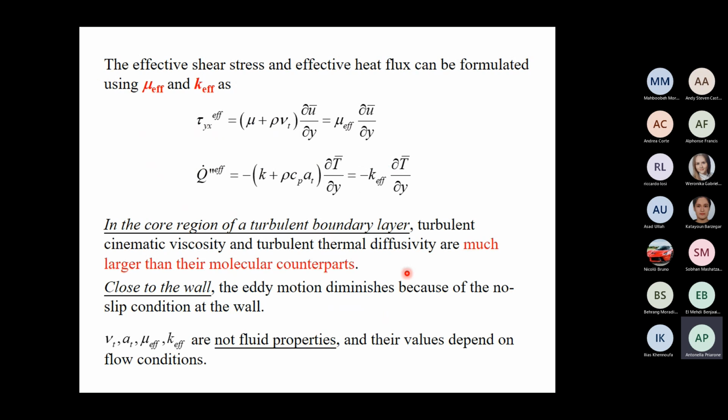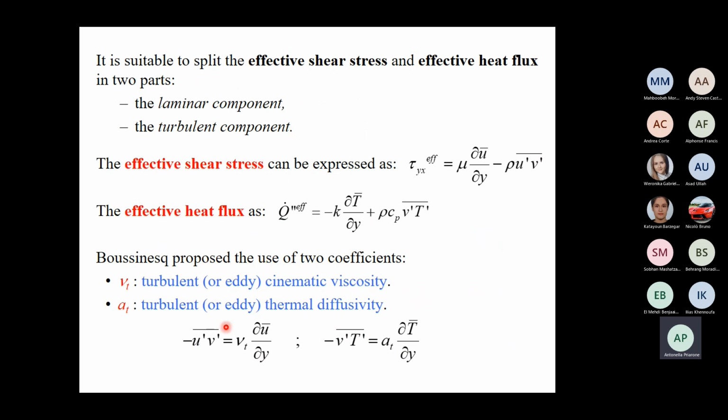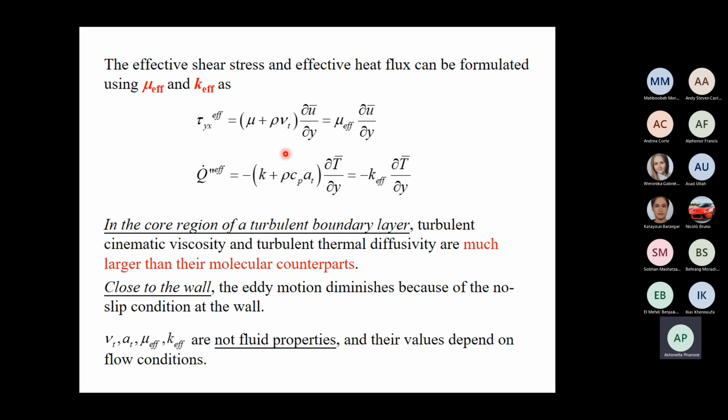And what do I obtain? I obtain this expression in which I have a bracket which contains μ, the dynamic viscosity, that is a thermophysical property of a fluid, plus something that is not a thermophysical property of a fluid, because the turbulent kinematic viscosity, ν_T, is not a thermophysical property of a fluid. It's something which depends on the motion, on the fluctuating component, so it depends on the phenomenon, not only on the fluid.